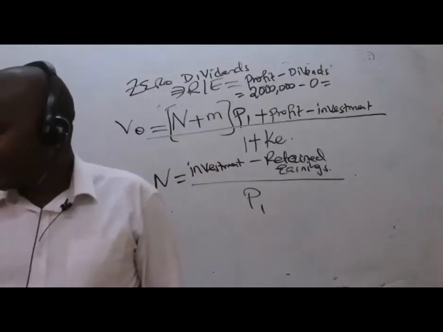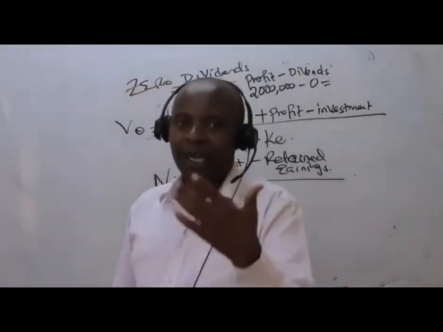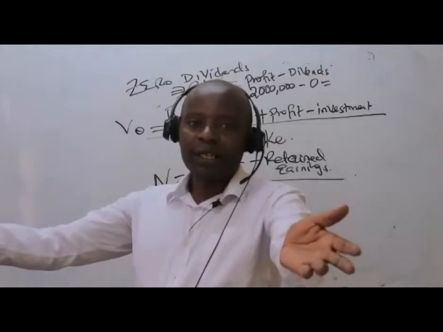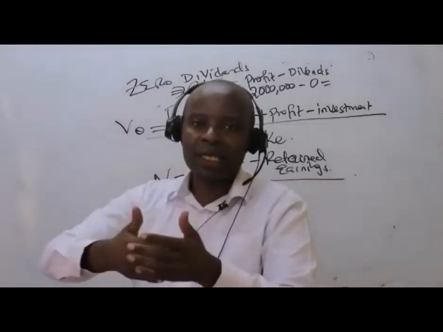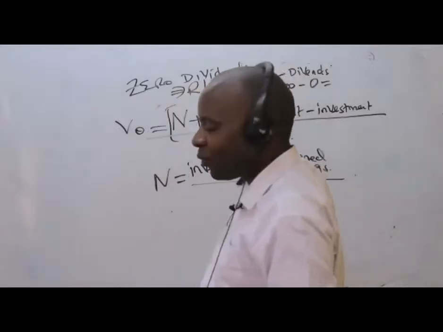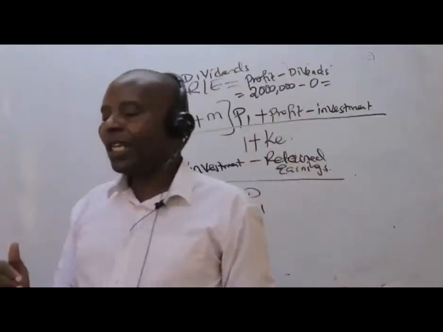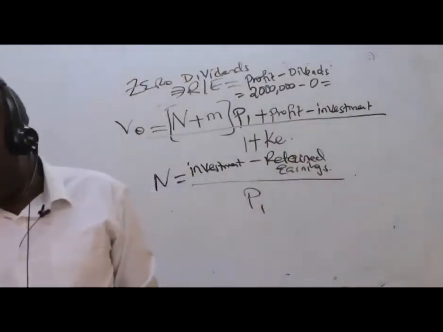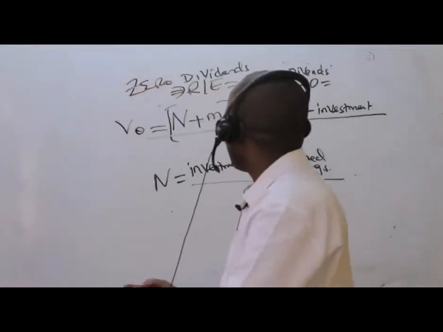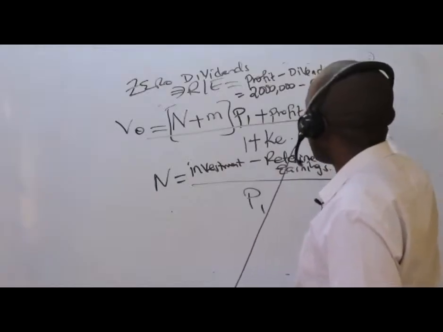So we're saying that our retained earnings really is a function of two things. How much profit do you generate? How much are you paying out? If you pay more, then you retain less. So our retained earnings are profit minus dividends. This is a zero dividends policy. The profit is 2 million. Dividends are zero. So in this case, the retained earnings will be 2 million.